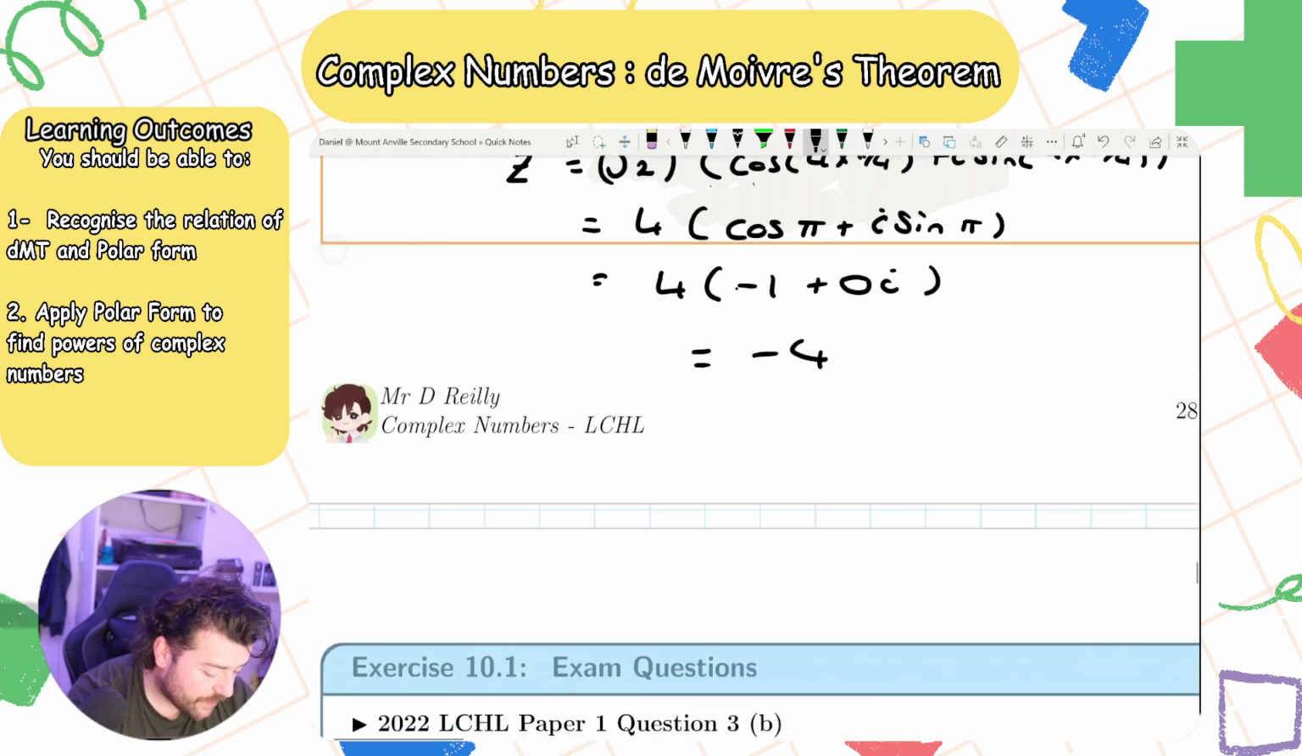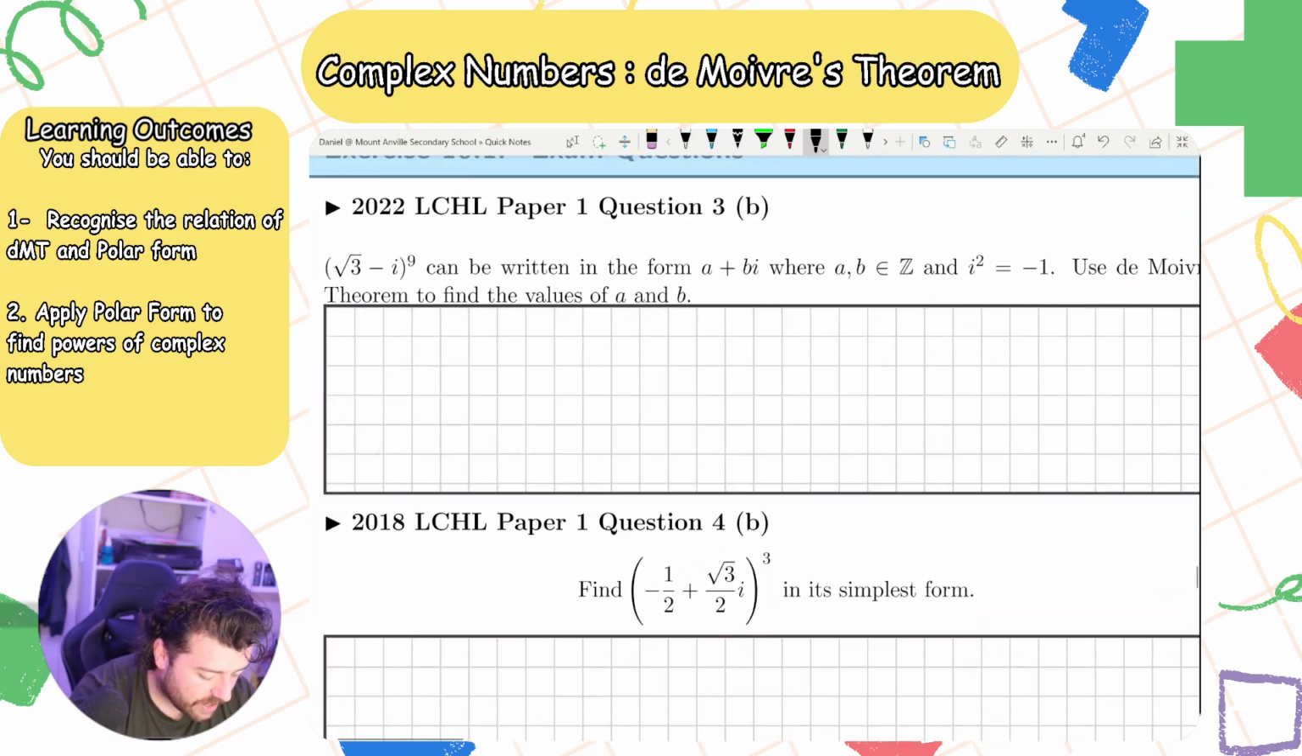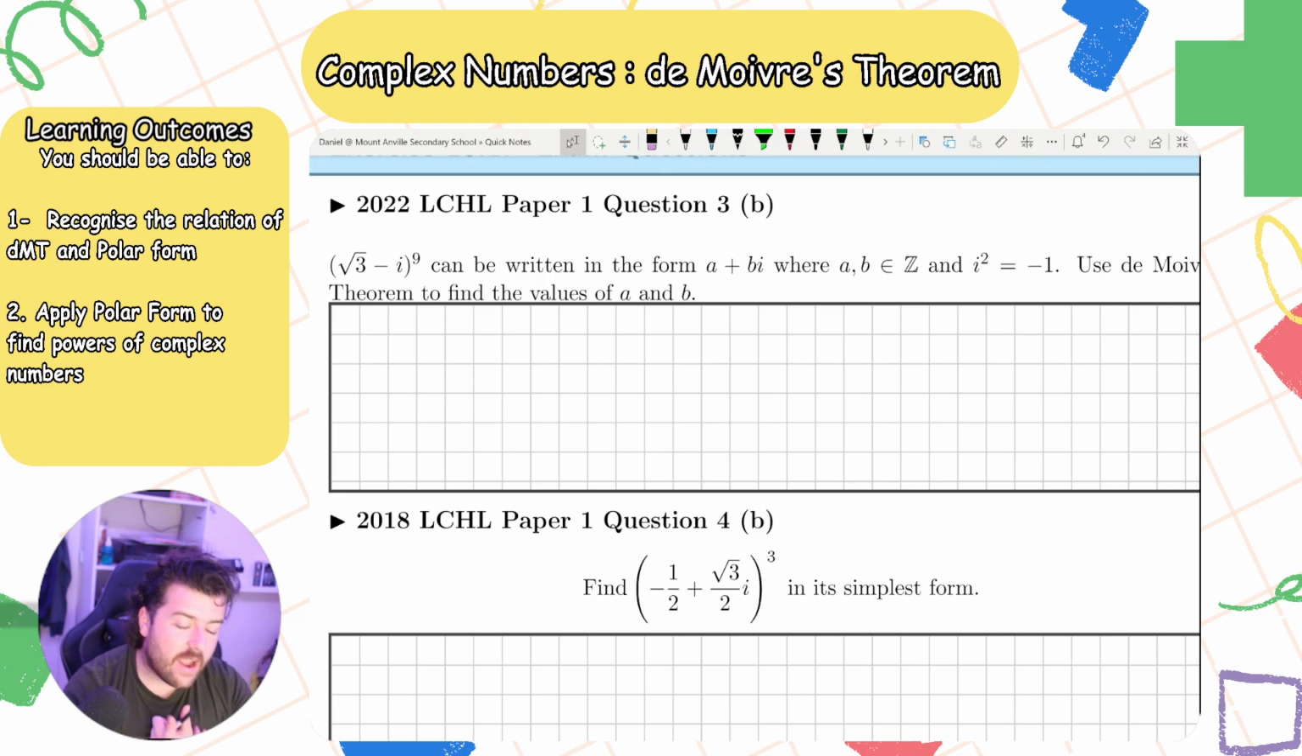Let's look at some exam questions here. It's very important when using de Moivre's theorem that it has to be in polar form first. So: root 3 minus i, to the power of 9, can be written in the form a plus bi, where a, b are integers and i squared is -1. Use de Moivre's theorem to find the values of a and b. So I need to find this to the power of 9. Now, you could multiply this bracket out 9 times, but that's crazy. That's insane. So maybe don't do that.